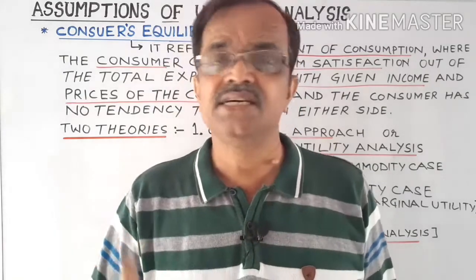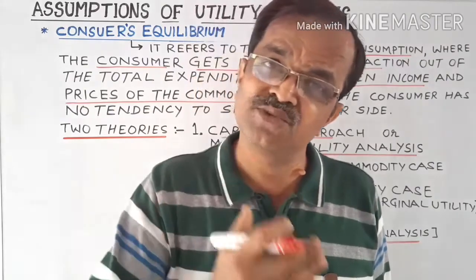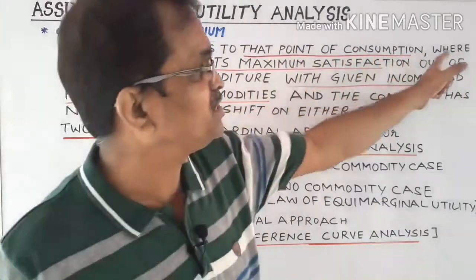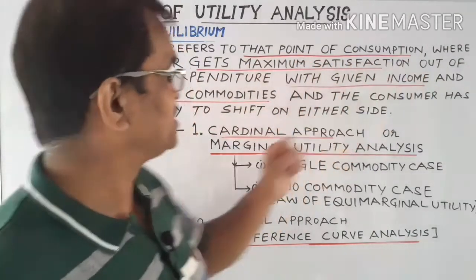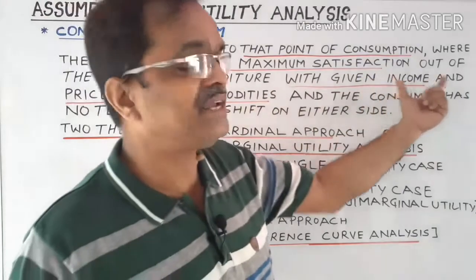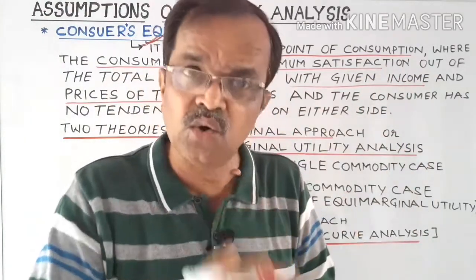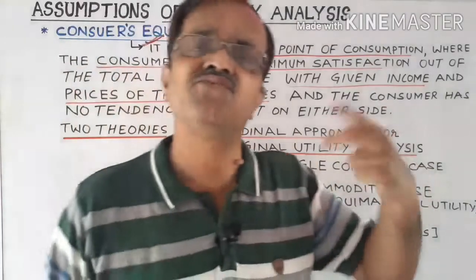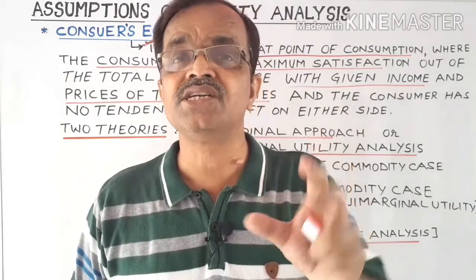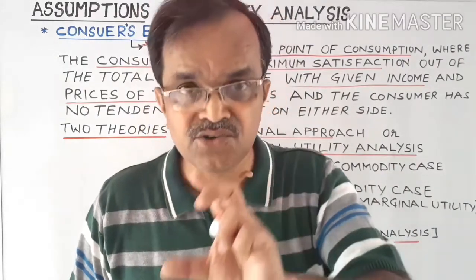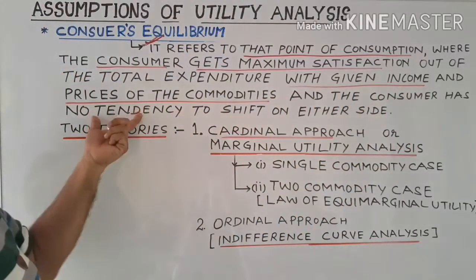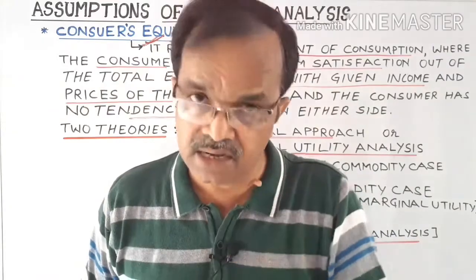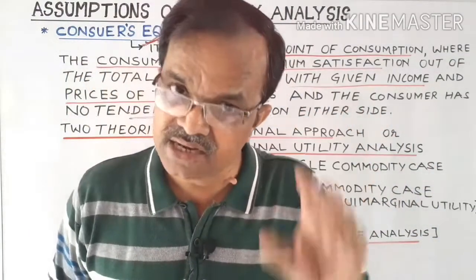It is very simple. There are two theories to explain the point of consumer's equilibrium. I have just written the definition of consumer's equilibrium. What is the meaning of consumer's equilibrium? It is that point of consumption where the consumer gets maximum satisfaction out of the total expenditure with given money income. Given means constant, fixed. During the whole course of consumption, income will not change. And prices of the two commodities, or three, four, whatever be the number of commodities consumed by the consumer, would also remain unchanged during the whole course of consumption. And the consumer has no tendency to shift, meaning he will neither increase nor decrease by one unit. That point is called the point of consumer's equilibrium for that consumer.